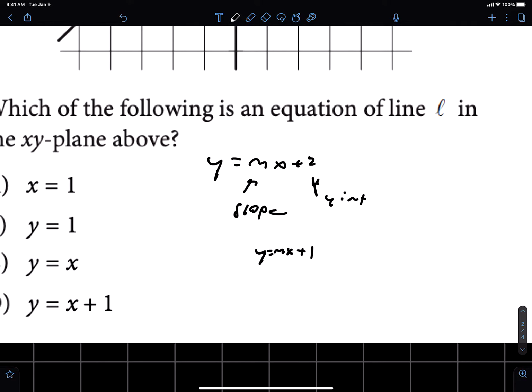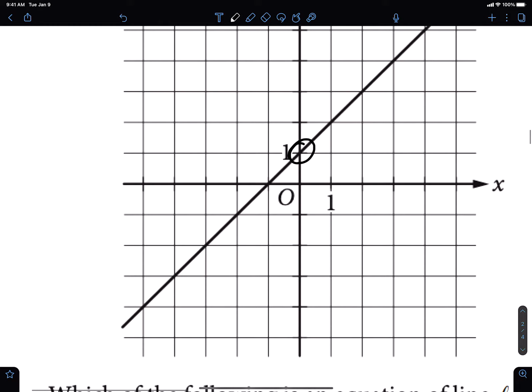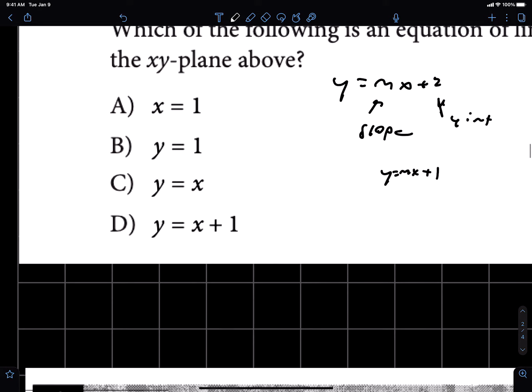Y equals mx plus 1. Now we need to find our slope. Well, remember, the change in y over the change in x is equal to the slope. So if we draw a slope triangle here, we can see that our change in y is equal to 2, and our change in x is equal to 2. 2 over 2 is just 1, meaning our slope is going to be 1.